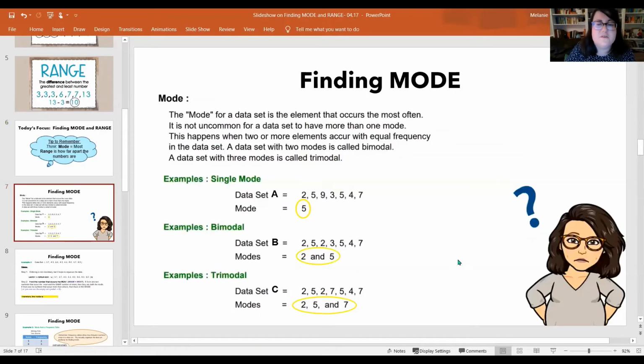So we're going to focus first on finding mode. And I have 2 people that need to come in. Welcome if you're just coming in. We're jumping into the first skill, which is finding mode.